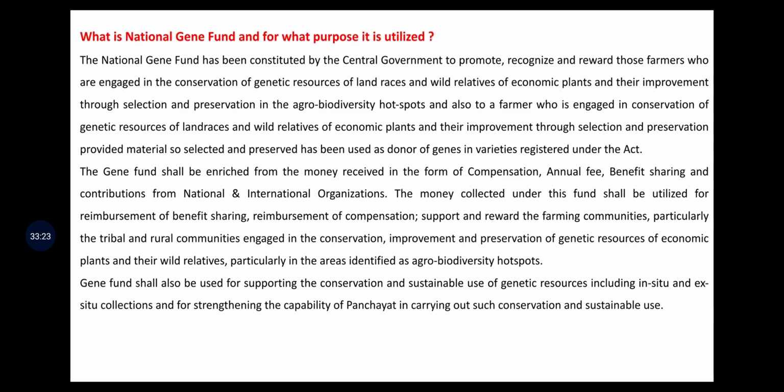Gene fund shall also be used for supporting the conservation and sustainable use of genetic resources, including in situ and ex situ collection, and for strengthening the capability of panchayat in carrying out such conservation and sustainable use. The fund is also utilized in rewarding the farmers who are actively involved in the conservation process, and they will be awarded as gene saviors. That means gene savior is an award given by the PPV-FR authority to the farmer or conserver of the specific traditional or other varieties.